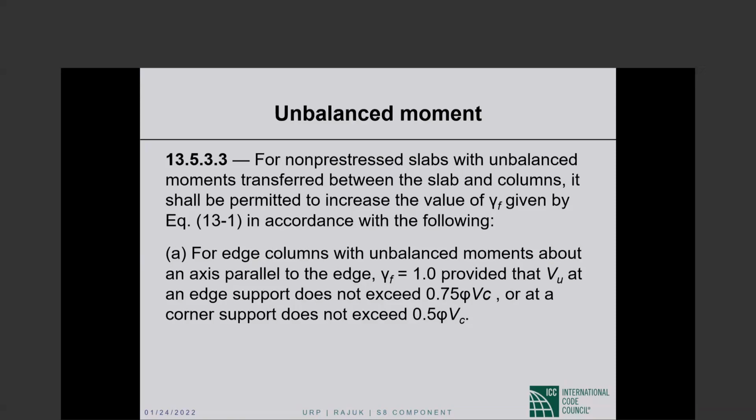Provided V sub U, the required strength at an edge support, does not exceed 75% of the shear that concrete alone can carry. V sub C is how much concrete can carry. Phi is 0.75, the strength reduction factor for shear. So gamma sub F, which would normally be about 0.6, can be taken equal to 1, provided V sub U at an edge support doesn't exceed 75% of what concrete can carry, and at a corner support doesn't exceed half of what concrete can carry.